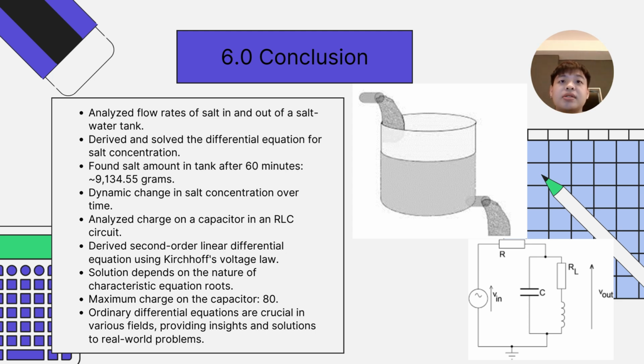For the RLC circuit problem, we examined the charge on a capacitor over time in a series circuit with given inductance, resistance, and capacitance. Using Kirchhoff voltage law, we derived a second-order linear differential equation. The nature of the roots of the characteristic equation determines the behavior of the charge over time. Solving this with the initial conditions, we found the maximum charge on the capacitor to be 80.